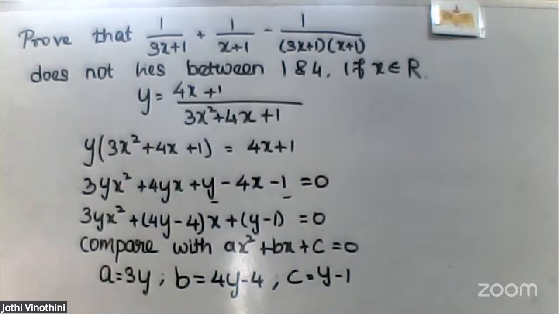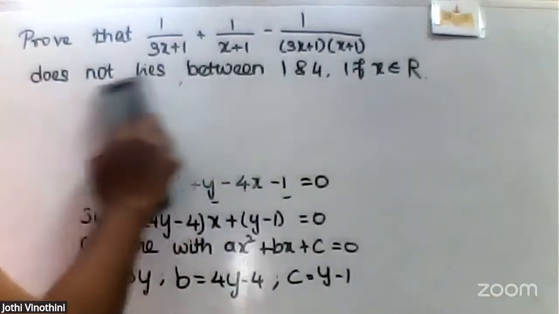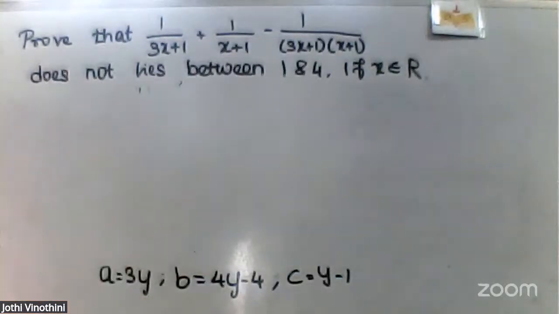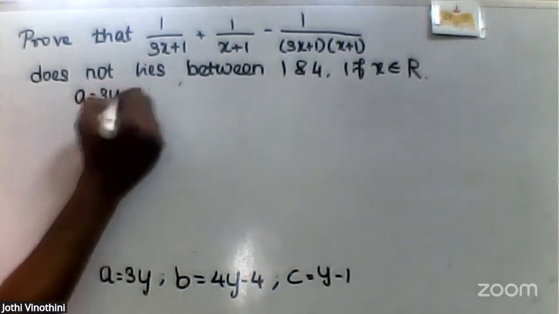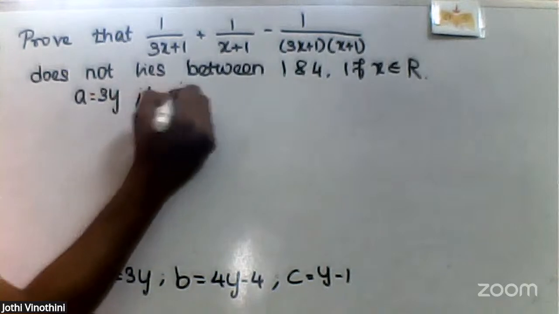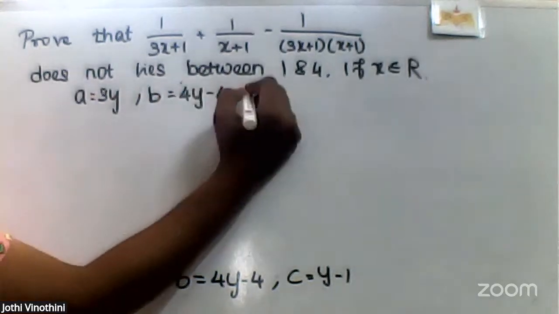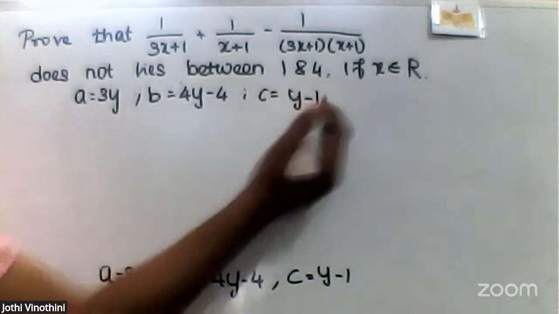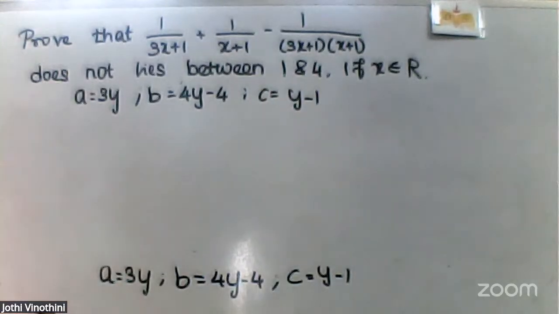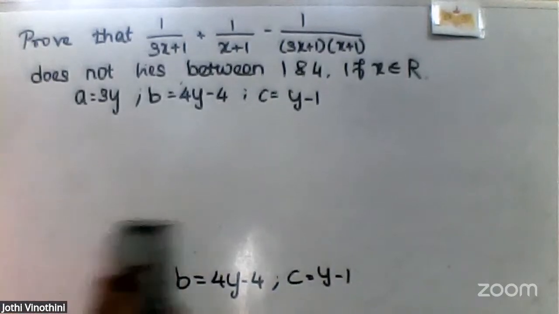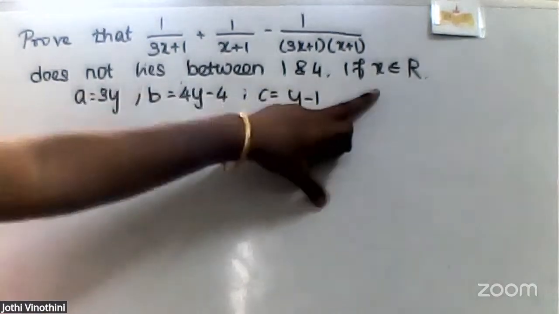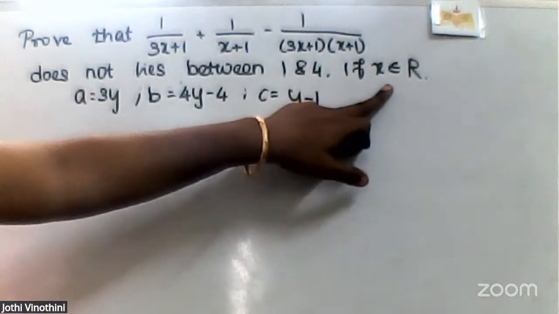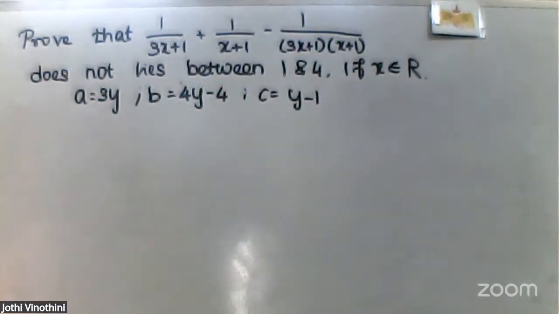I hope you all wrote the sum. Shall I wrap? So what did we find? We find A equals 3y, B equals 4y minus 4 and C equals y minus 1. So up to this we have found, right? So see the question. What are we provided with? We are provided with the information at the end. What is that? So here x belongs to real numbers.